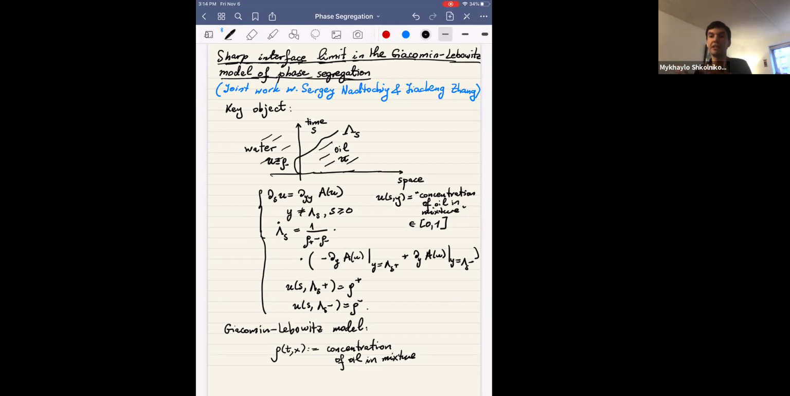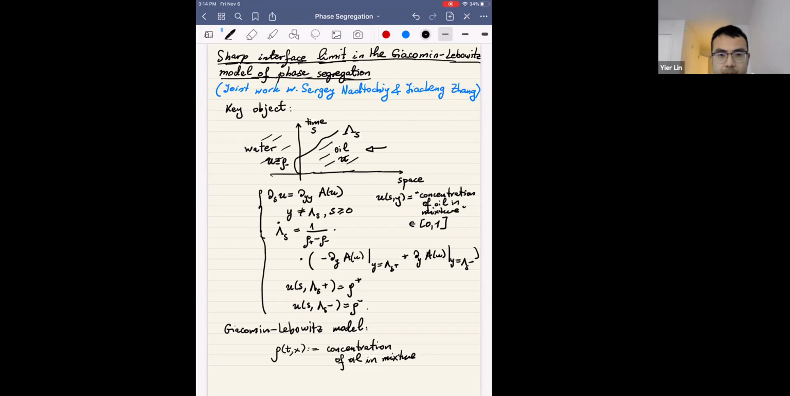And so in that case, I have a simpler problem because I am now only describing what happens to the concentration in the oil, so to the right of the boundary. So instead of having this two-sided version, I end up just with a one-sided version of my free boundary problem.